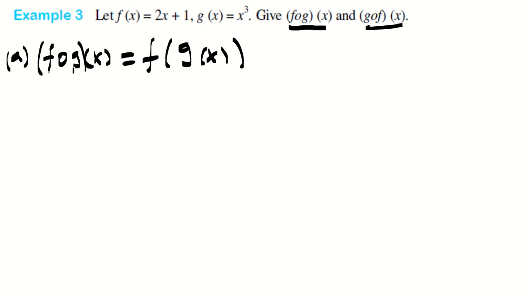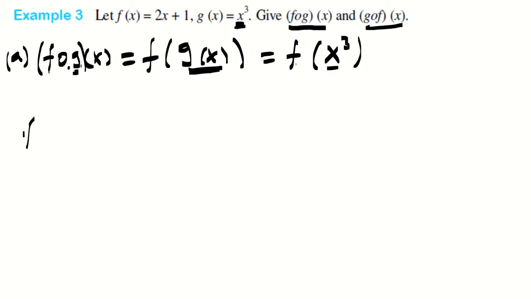F of g of x, because what comes at last? G. So g of x will be inner now. This is the same as f of, what is g of x? Bring it. That's x cubed. It's already given. Now we need to think of f of x cubed. Look, in place of g of x, I substitute x cubed because it's given.